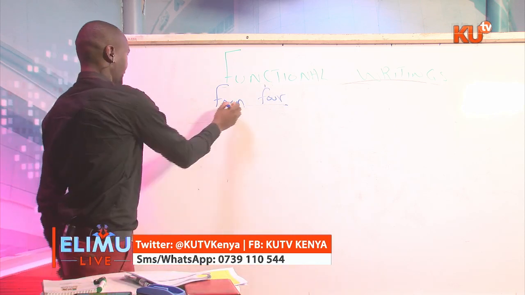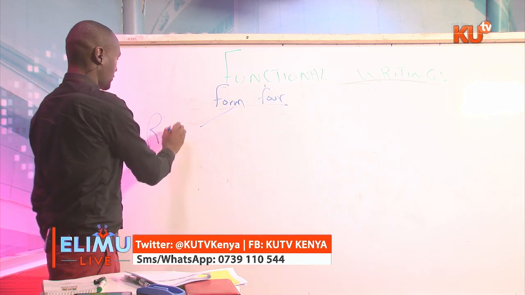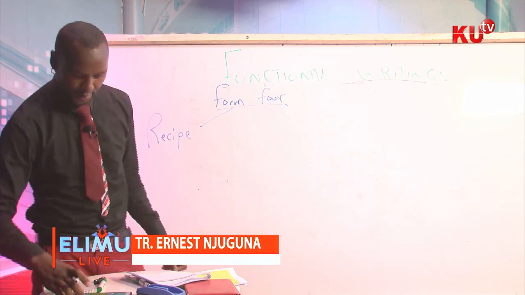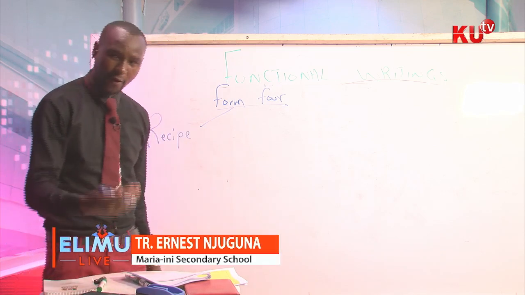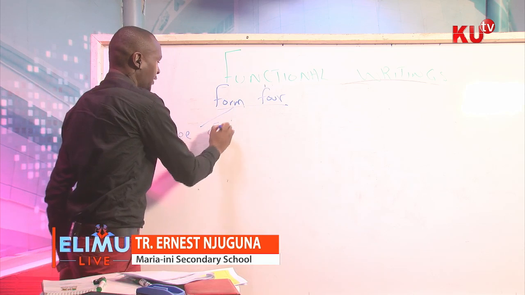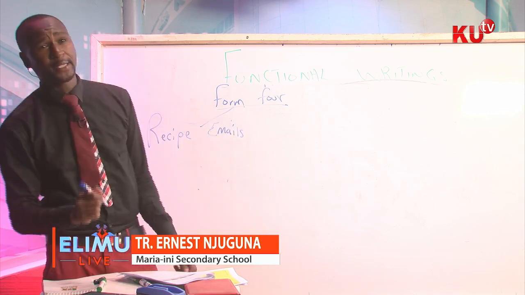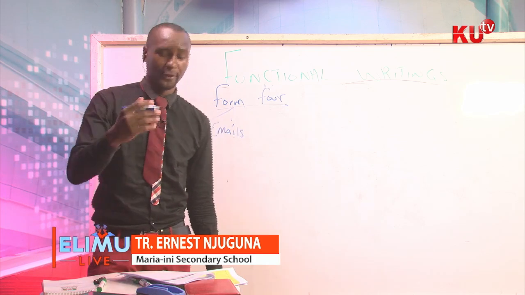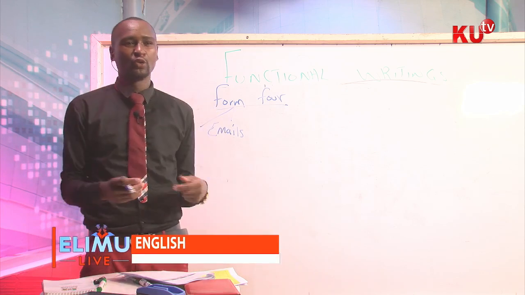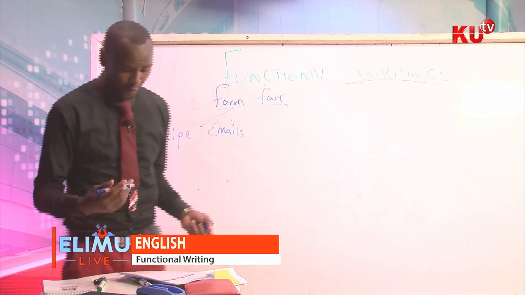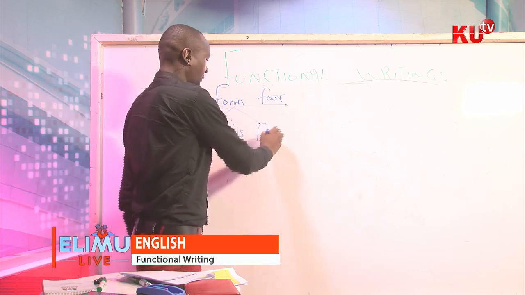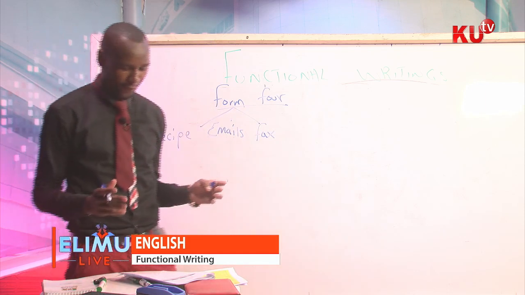We have the recipes. A recipe, how well can you cook? And when you are cooking for how many people? We cover that in Form 4. Then the emails. It's very important for you learners to have an email. So in Form 4, once you cover the email, it's not only for the exam. You also do it practically and you create your own email. You will need it when you are out there. Then we have the fax. We also cover fax in Form 4.